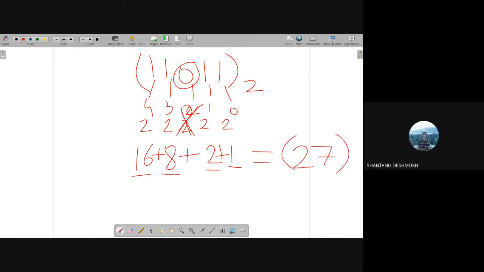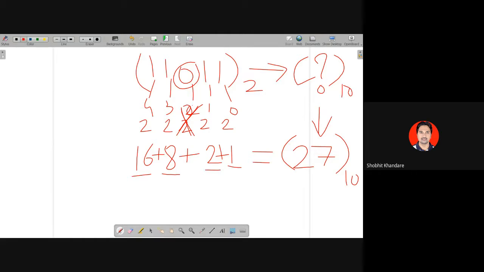What is the base? 10. Because we are converting 11011 into decimal, whose base will be 10. So the question mark is replaced by 27. So 27 is the answer.